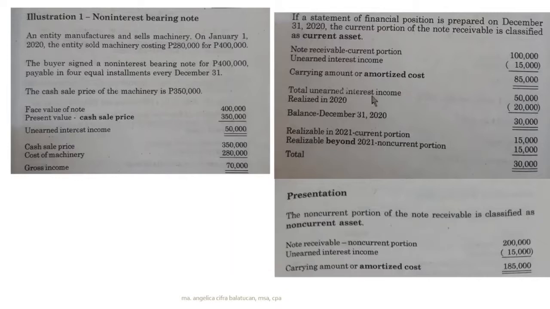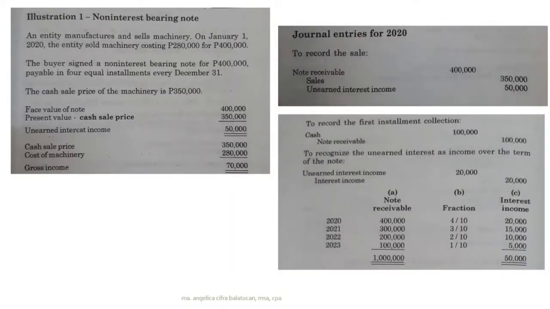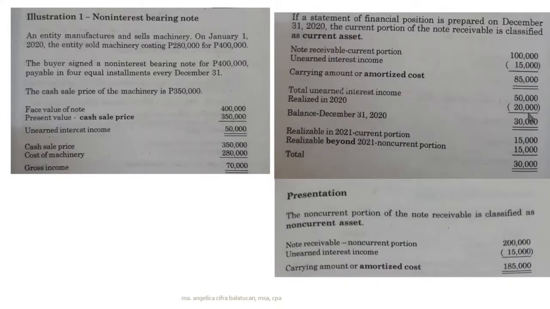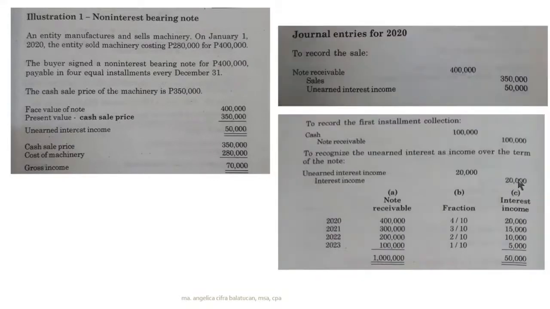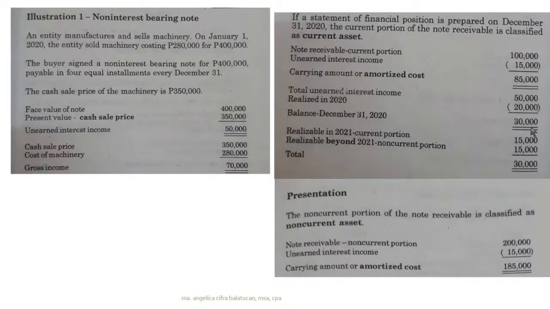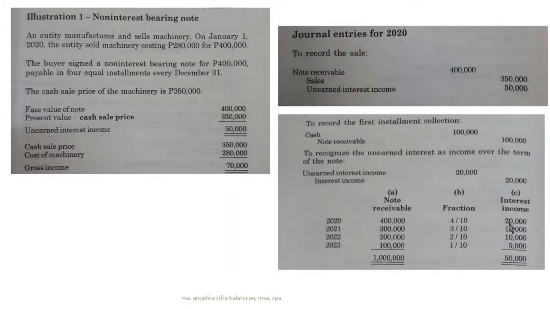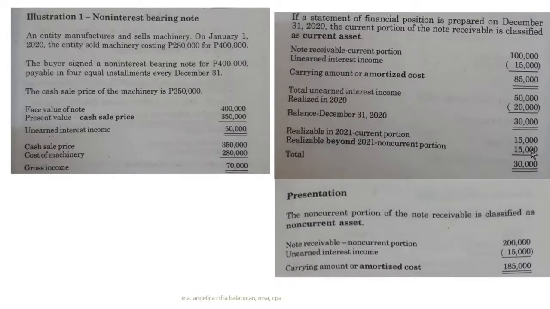For the unearned interest income, you have the original 50,000. And we have the amortization, which is 20,000 here. So the remaining balance for the unearned interest income is 30,000. Then, the breakdown of the 30,000: the 2021 current portion is 15,000 next year. And the non-current portion is the sum of the 10,000 and 5,000, which is beyond 2021.